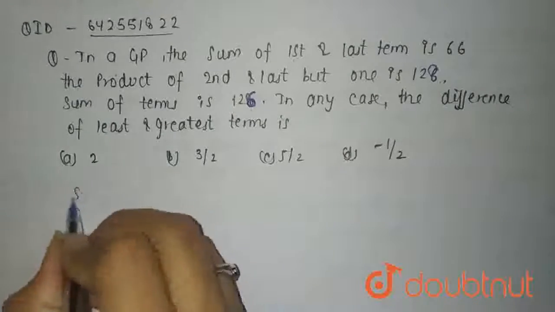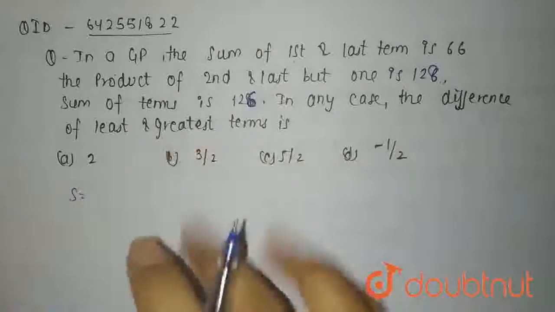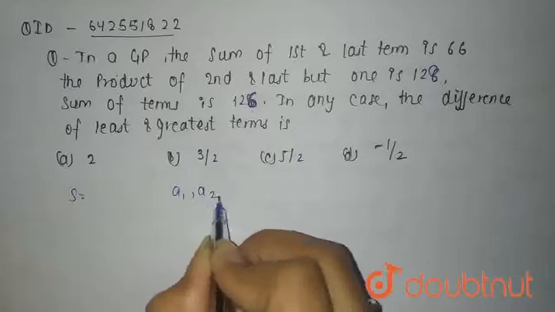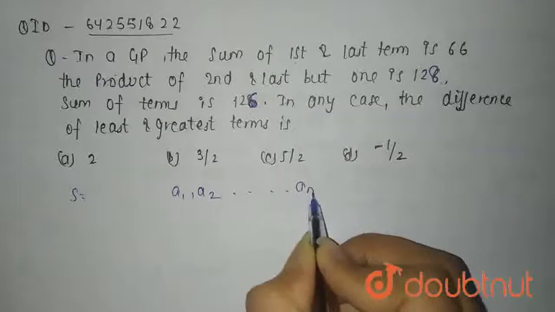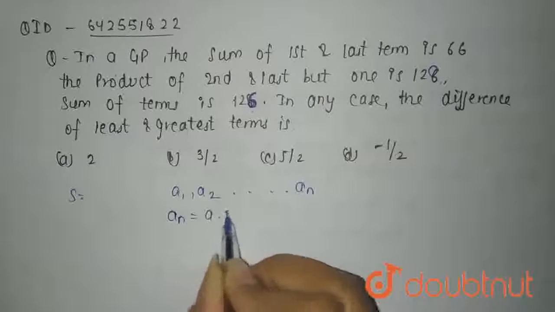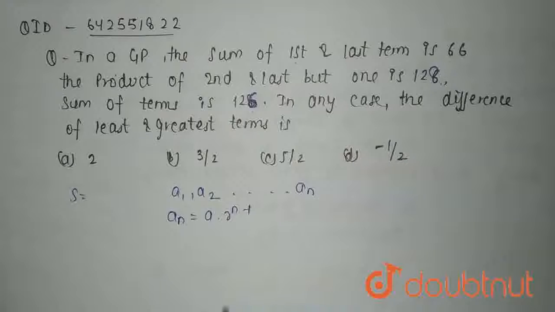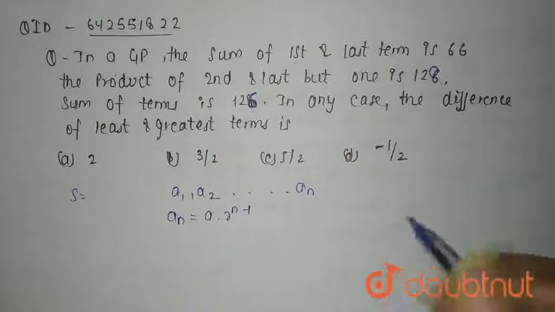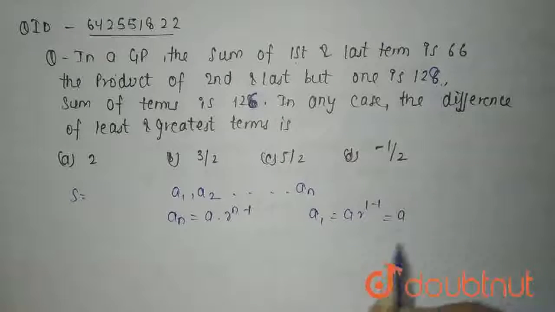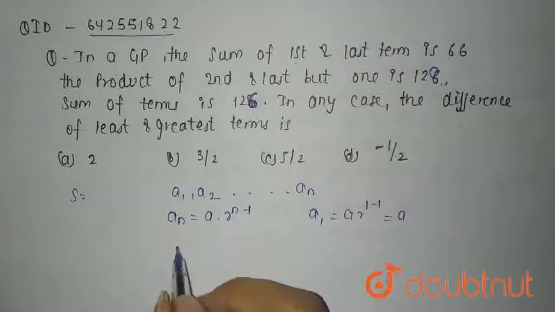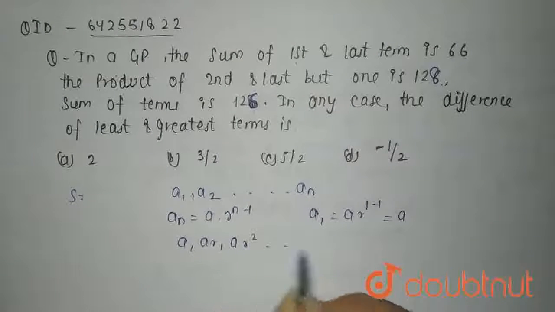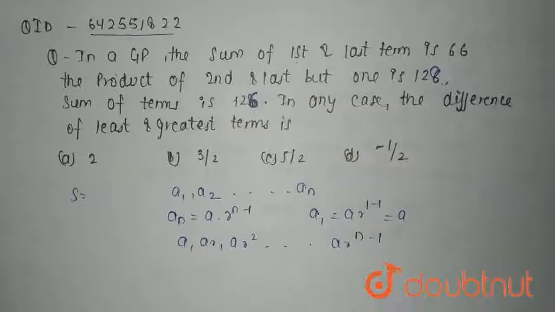So first of all, the given information is that in a GP, that means GP can be written as a1, a2 and so on up to an. So the value of an is nothing but a into r^(n-1). So putting the value of n as 1, you'll have a1 is equal to a r^(1-1), that is a only. So from this, you can conclude the series and write this as a, ar, ar square and so on up to ar^(n-1).